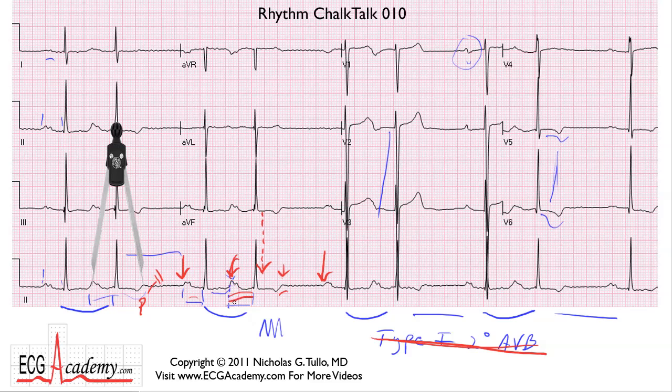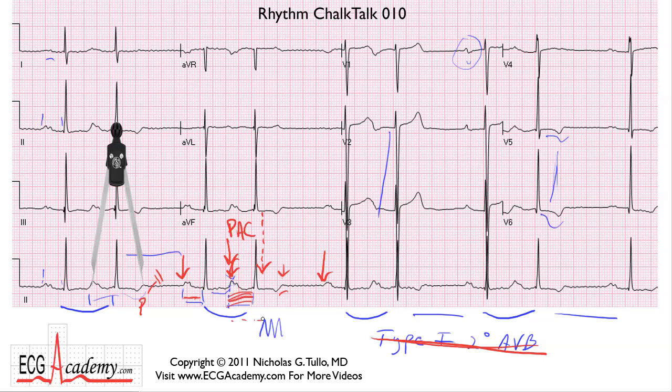It conducted with a first-degree AV block much longer than the underlying first-degree AV block. Why? Because remember, the AV node doesn't conduct as well at faster rates or shorter coupling intervals because it's calcium dependent. We talk about that in the physiology of the AV node. So this P wave was a premature atrial contraction, or APC, whatever you want to call it, and it conducts with a first degree.